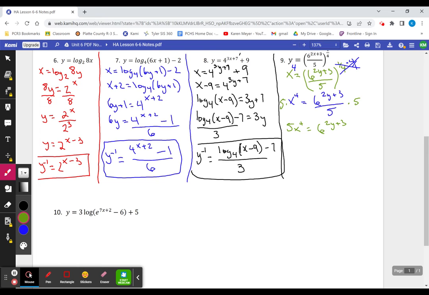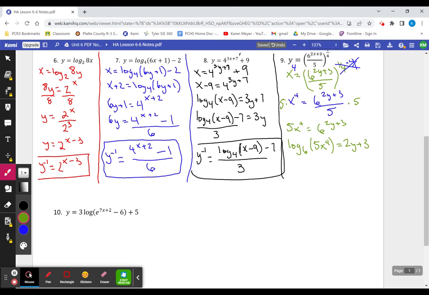So this one is in exponential form, so let's rewrite it into log form. So log base 6 of 5x to the 4th, and I'm going to put that in parentheses so it stays grouped together, equals the exponent, which is 2y plus 3.